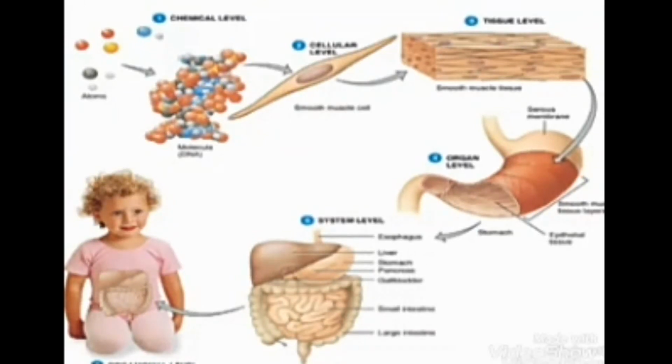This diagram shows that different cells join together to form tissues, different tissues join together to form organs, different organs join to form organ systems, and different organ systems join together to form an organism.